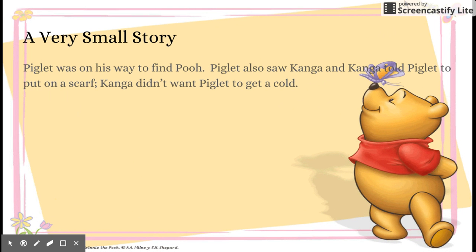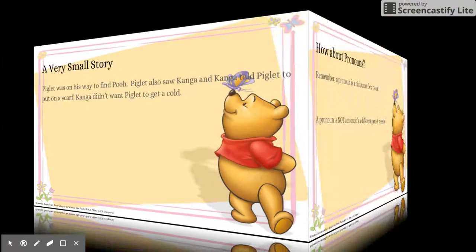So I'm going to start by reading to you a very small story. Piglet was on his way to find Pooh. Piglet also saw Kanga, and Kanga told Piglet to put on a scarf. Kanga didn't want Piglet to get a cold. There are an awful lot of Piglets and Kangas in this very small story. What would help us to still follow what was going on, but with some other words to change it up for us as readers? You got it, those pronouns.